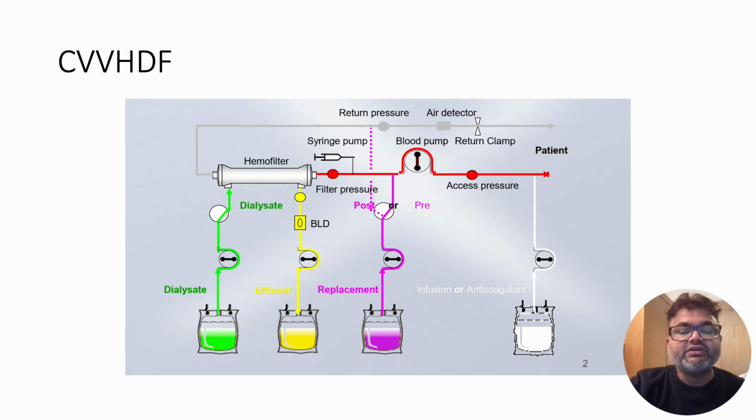For CVVHDF, it's a combination of hemodialysis and hemofiltration. You will find here pre and post filter replacement fluid. You will find a dialysate going on, a pump which will force the blood. So everything is there on CVVHDF, that is continuous veno-venous hemodiafiltration. So it is the most efficient mode of CRRT.